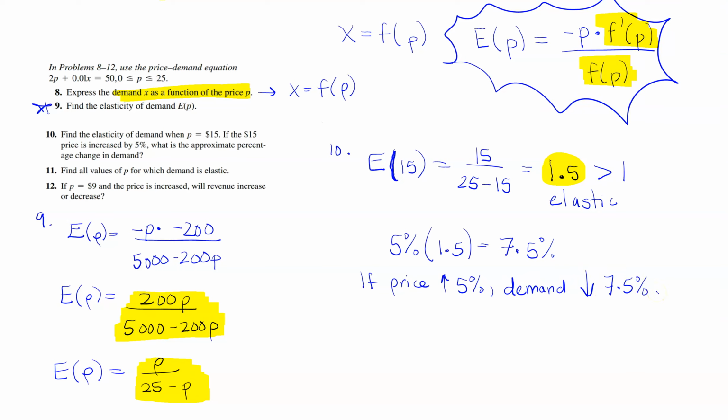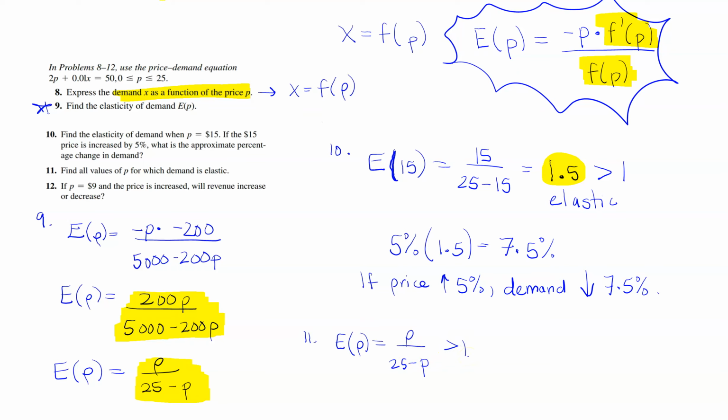Okay, 11 is asking us to find all values of P, so all the prices for which the demand is elastic. So we know one of the prices, it's elastic at $15, so what are the other prices? To find that, we're just going to take this generic elasticity calculation, the P over 25 minus P, and we want to know the values of P that would make that calculation greater than 1.